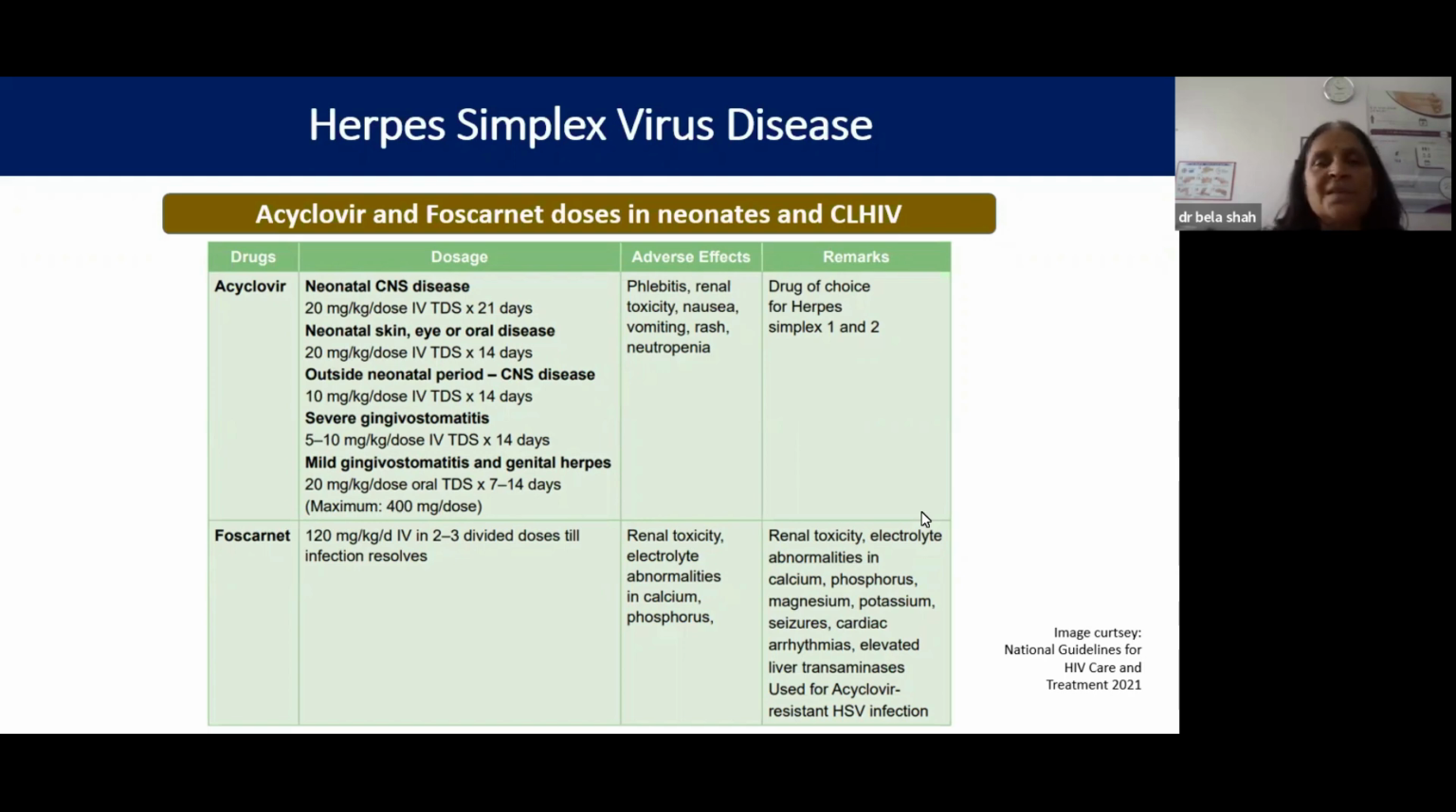Till today, I have not seen acyclovir resistance. If you suspect resistance, then the drug to go to is foscarnet. That is the drug used.